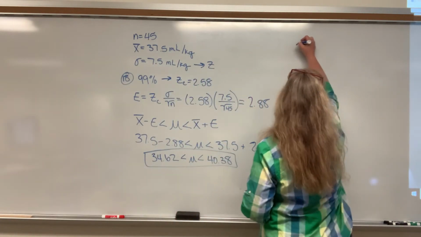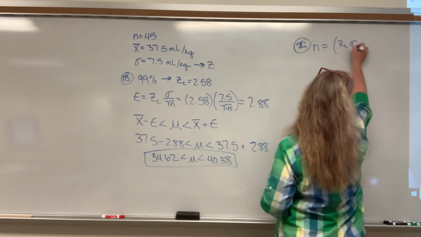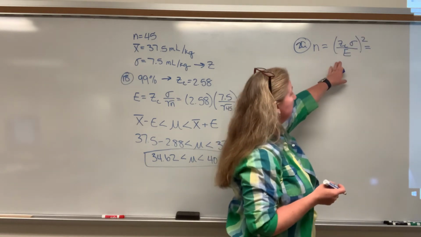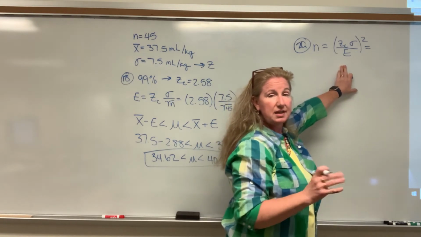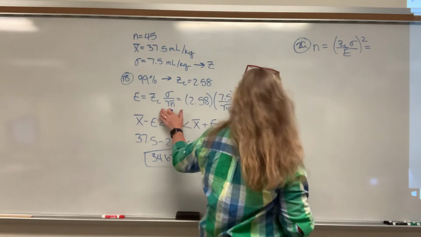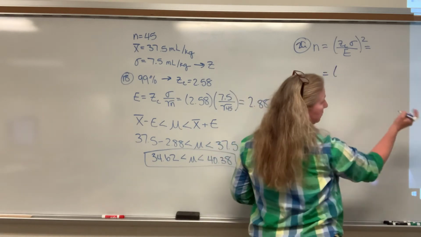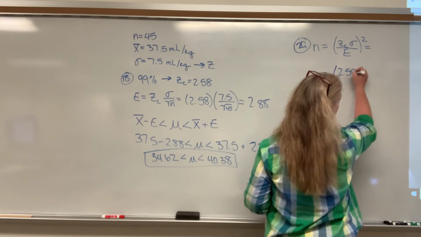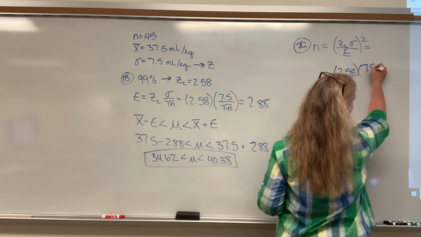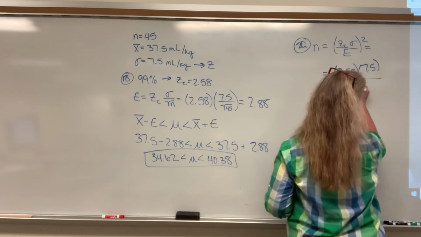So for number 20, I'm going to use N equals Z sub C sigma over E. In this case, because we're talking about Z and T, we can do the calculation this way. Again, that formula is on your formula sheet. It is simply the error formula reorganized, but it's all done for you. So what is Z sub C? We already looked up 99%, so 2.58. My sigma is still 7.5, the same sigma. And then the error is 2.50.